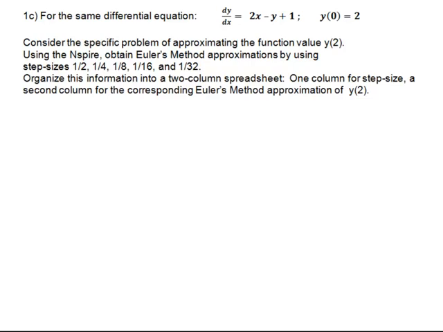Okay, part C. For the same differential equation, dy/dx equals 2x minus y plus 1, with y(0) equals 2, consider the specific problem of approximating the function value y(2). Using the Nspire, obtain Euler's method approximations by using step sizes 1/2, 1/4, 1/8, 1/16, and 1/32. Organize this information into a 2-column spreadsheet. 1 column for step size, a second column for the corresponding Euler's method approximation of y(2).